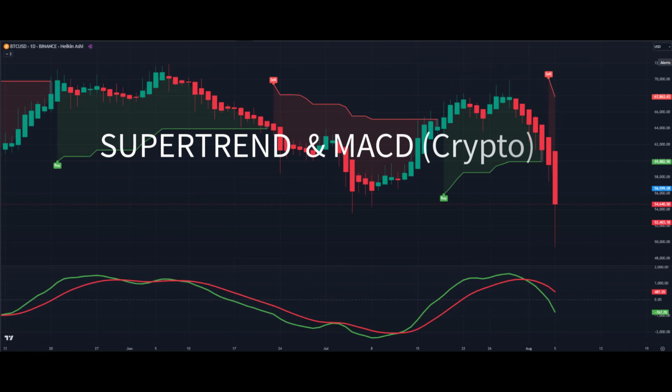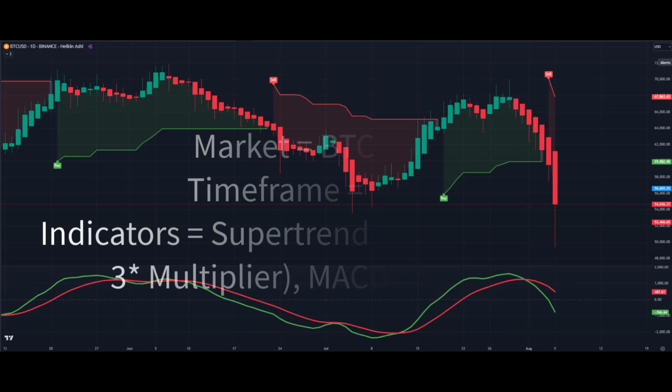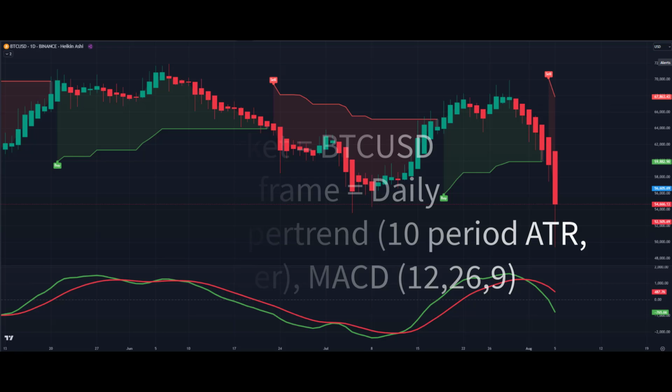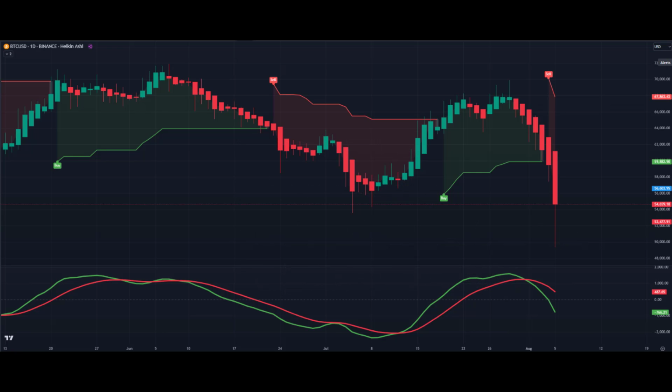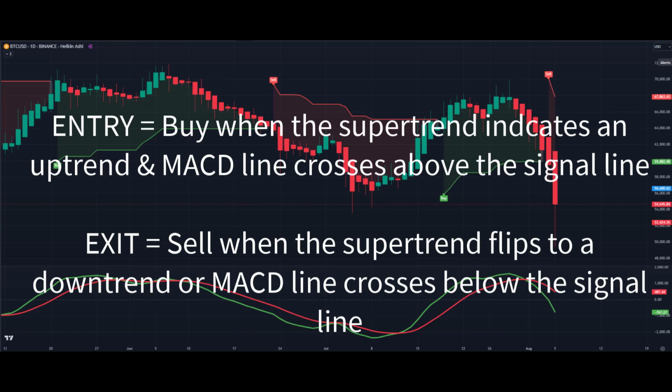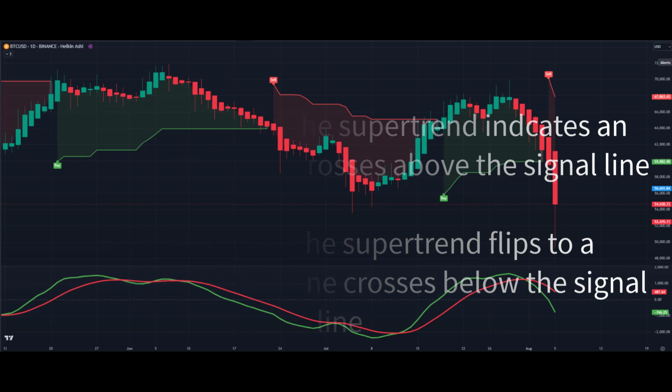Third up, we head to the world of cryptocurrencies. We're using Bitcoin here. Daily chart, Supertrend is 10 period ATR, 3 times multiplier, and the standard MACD settings 12, 26, 9. So this is the combination here. How do we get in? We buy when the Supertrend indicates an uptrend and the MACD line crosses above the signal line, and we get out when the Supertrend flips down to a downtrend or the MACD line crosses below the signal line.